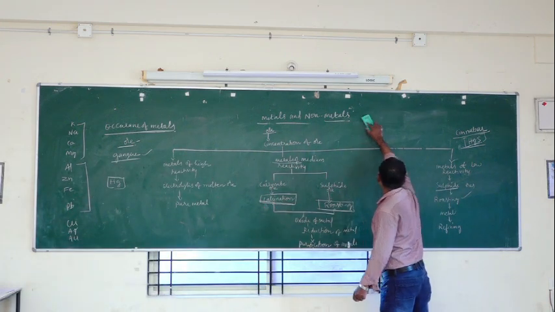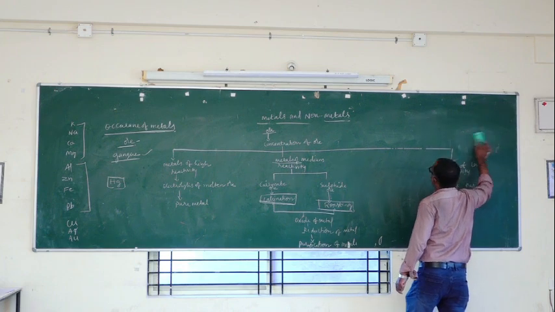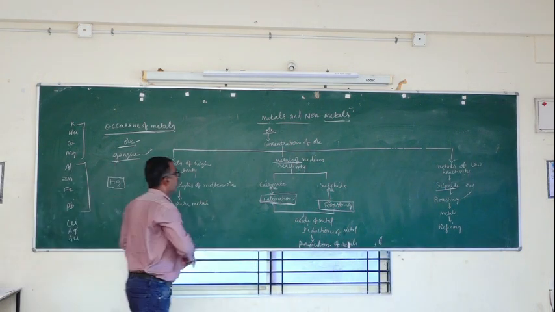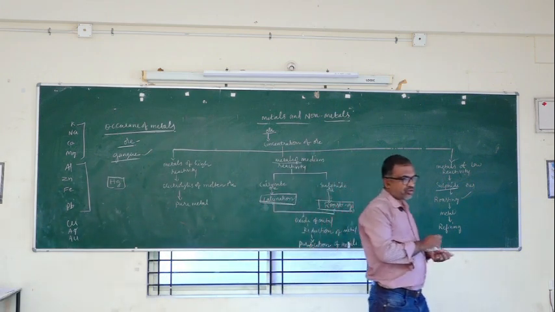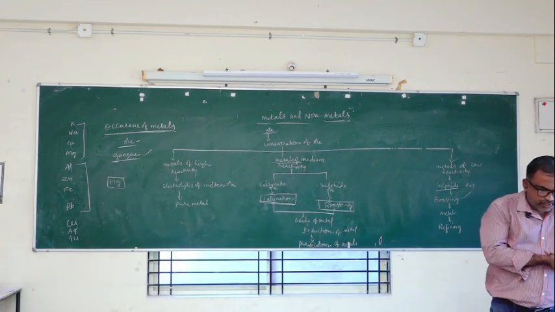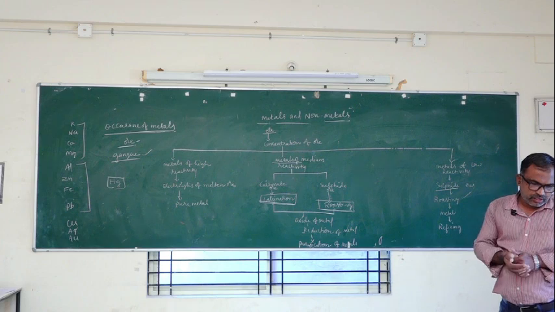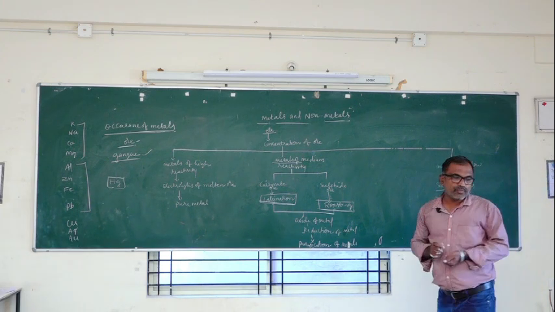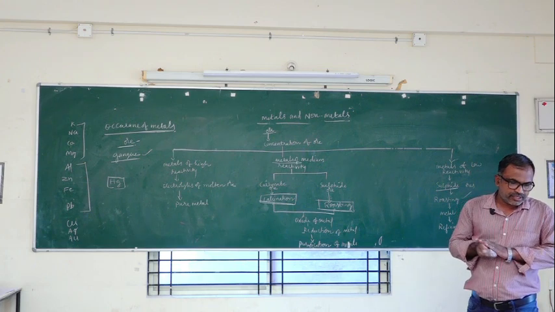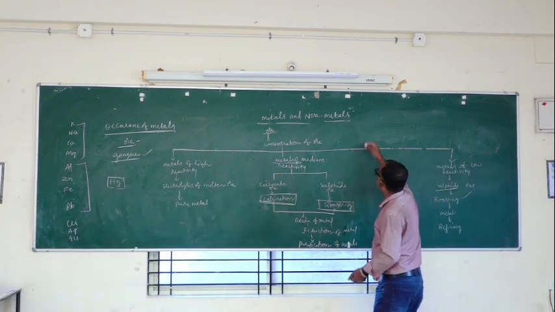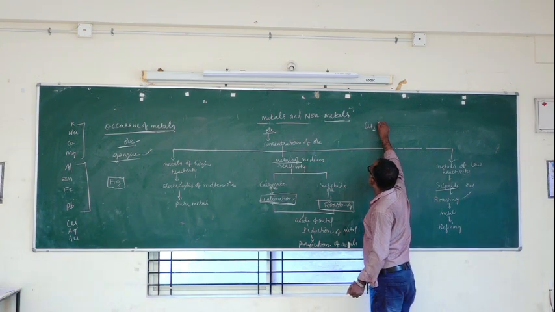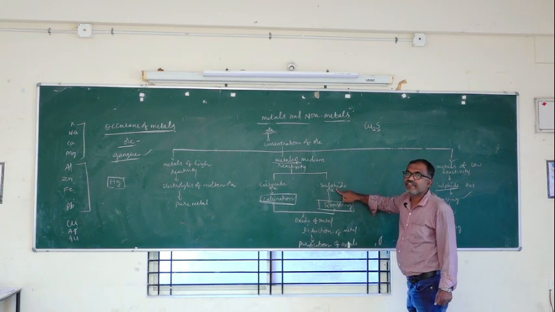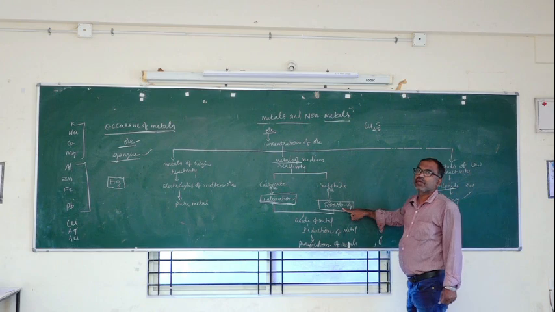Here also is a sulfide ore. For example, we are going to take one example, that is chalcocite. The formula for chalcocite is Cu2S. Here, S means sulfide. So we have to do the roasting.